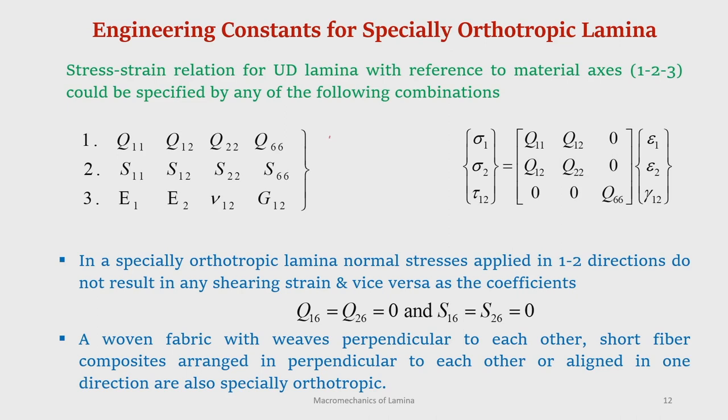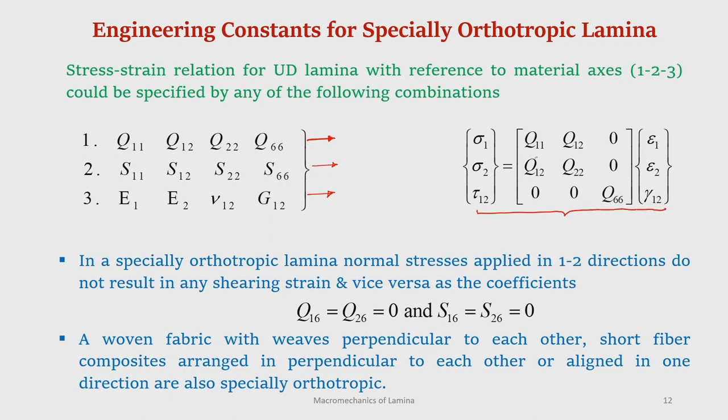So the stress strain relationship for a unidirectional specially orthotropic lamina in the material axis 1, 2 could be specified by any one of these combinations. Either we can write in terms of these 4 reduced stiffness matrix elements, or the compliance matrix, or these 4 engineering constants. So this is the stress strain relationship.